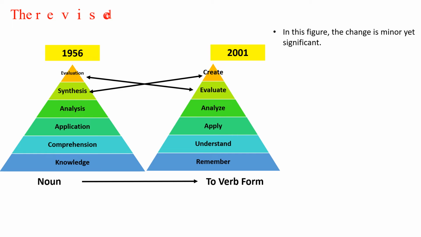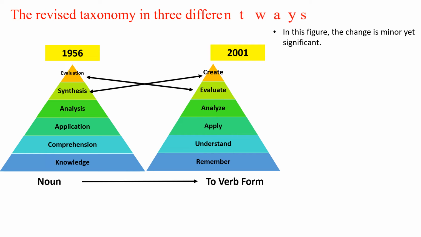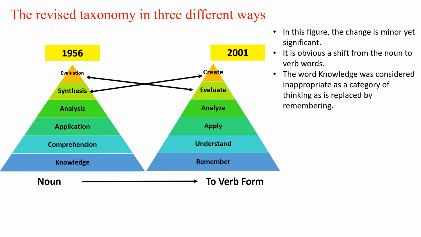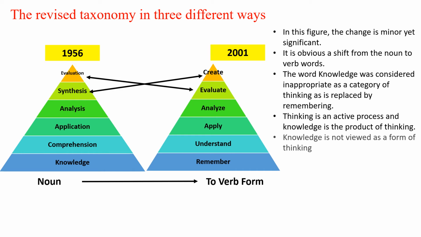In this figure, the change is minor yet significant. It is obviously a shift from noun to verb words. The word knowledge was considered inappropriate as a category of thinking, so it is replaced by remembering. Thinking is an active process, and knowledge is the product of thinking. Knowledge is not viewed as a form of thinking. Comprehension is revised as understanding.